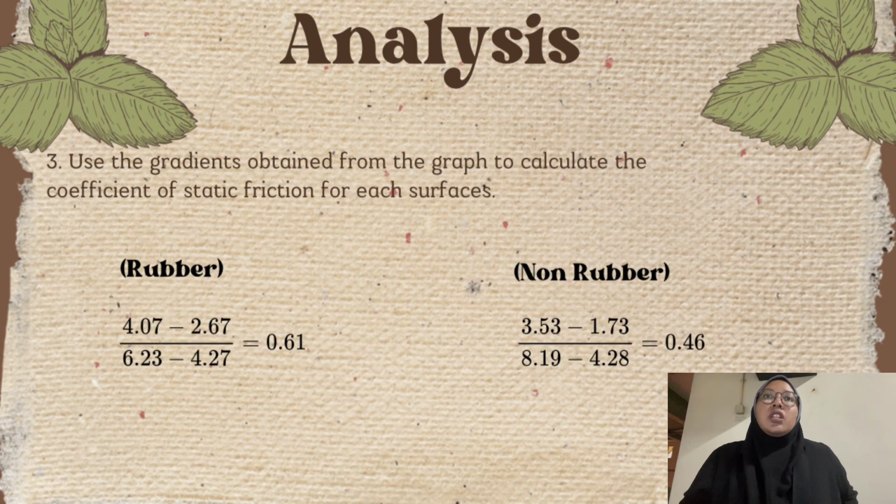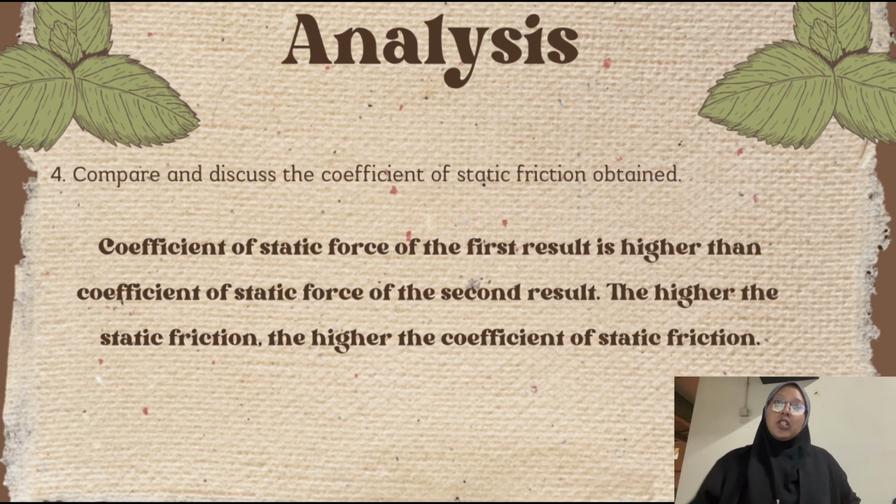For analysis question number 3, use the gradient obtained from the graph to calculate the coefficient of static friction for each surface. For the rubber, 4.007 minus 2.67 over 6.23 minus 4.27 equals 0.61. For non-rubber, 3.53 minus 1.73 over 8.19 minus 4.28 equals 0.46.